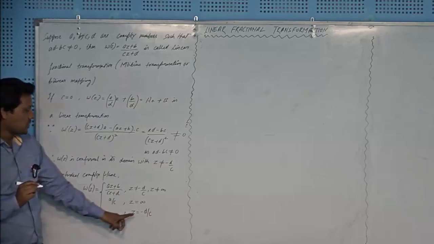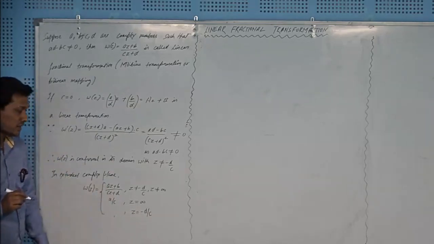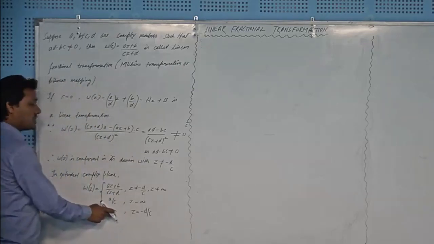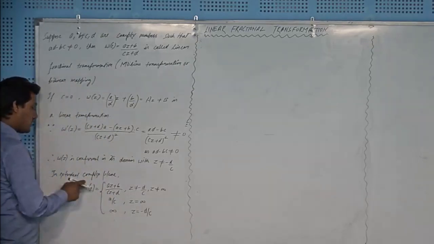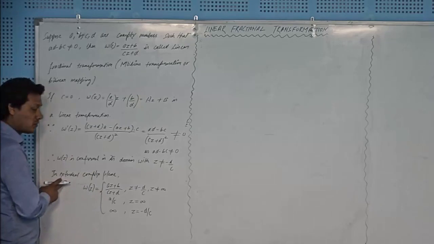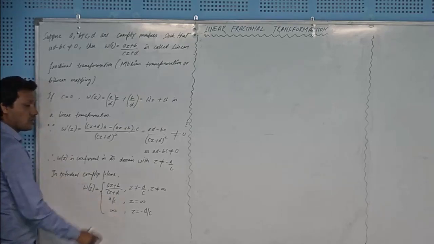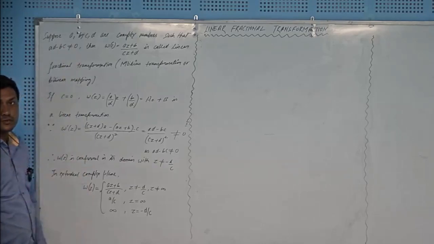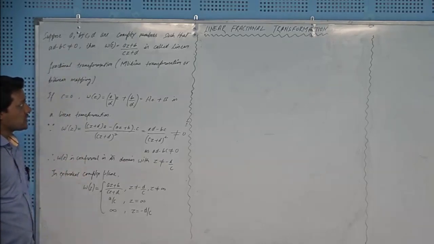And what happens if you put z equal to minus d by c in the denominator? Then you will get infinity. I am writing infinity here because I am working on the extended complex plane; otherwise we should have written not defined. So this is the linear fractional transformation, and now I will take examples of it.